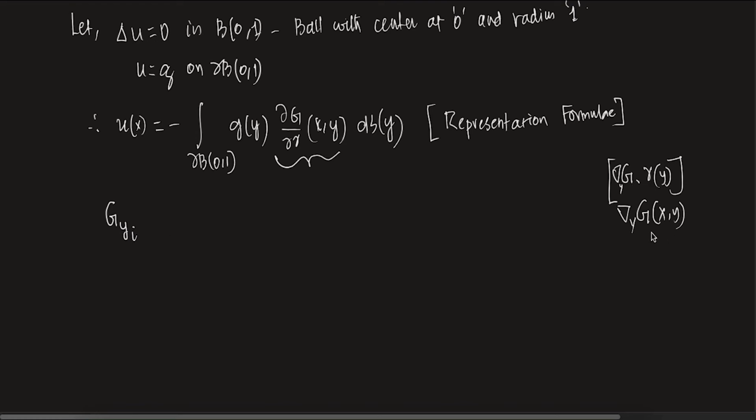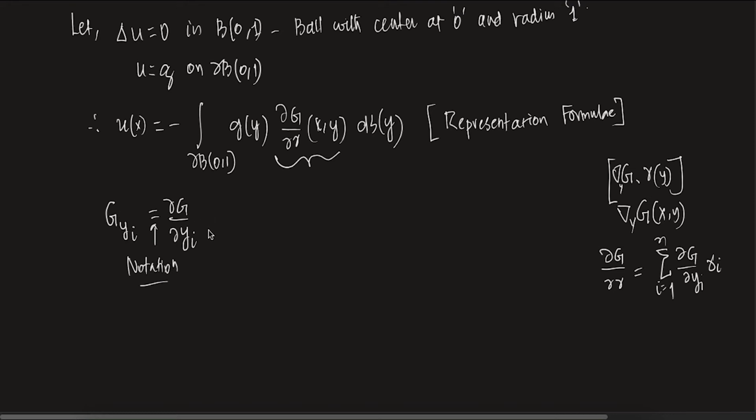If I write it down, then ∂G/∂γ is the summation of ∂G/∂yi times γi, with i equals 1 to n. It will look like this. So I just have to calculate ∂G/∂yi first, and that is G_yi. I hope all of you know these notations. G_yi is just a notation.